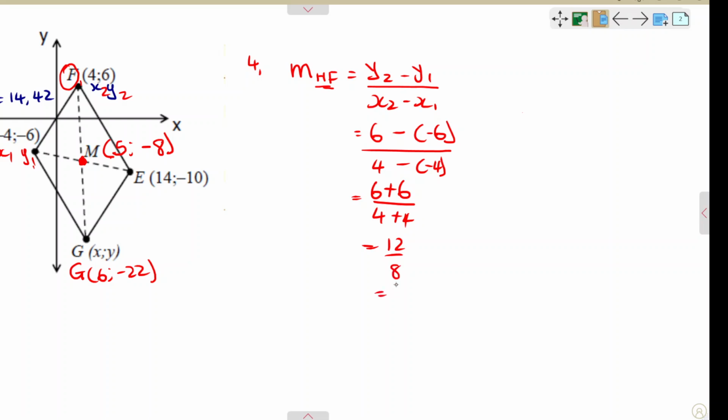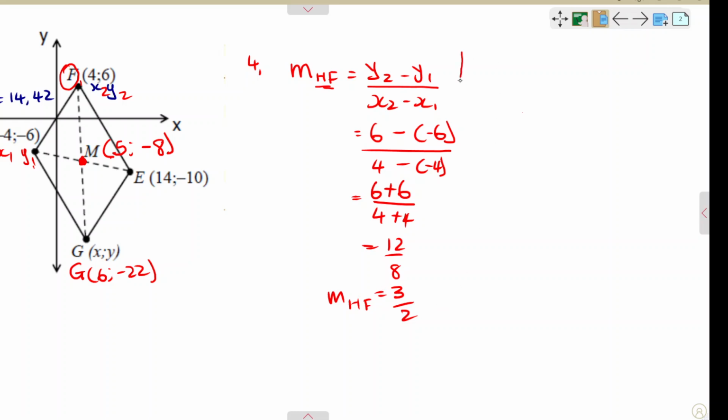So if you want, you can put this in decimal form or as a simple fraction. How many times does 4 go into 12? It goes 3 times. How many times does 4 go into 8? It goes 2 times. So the gradient here is 3 over 2. So the gradient of the line HF is 3 over 2.